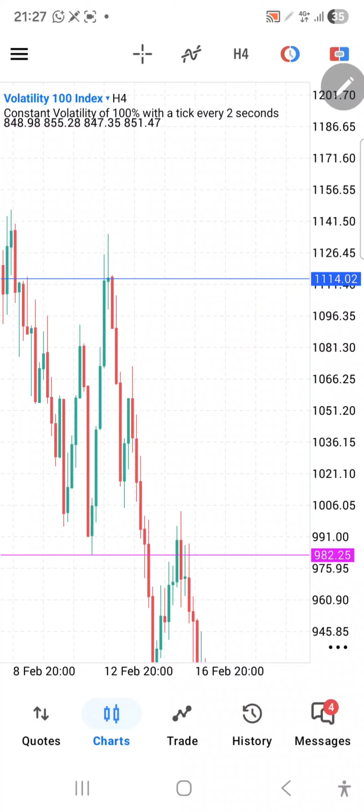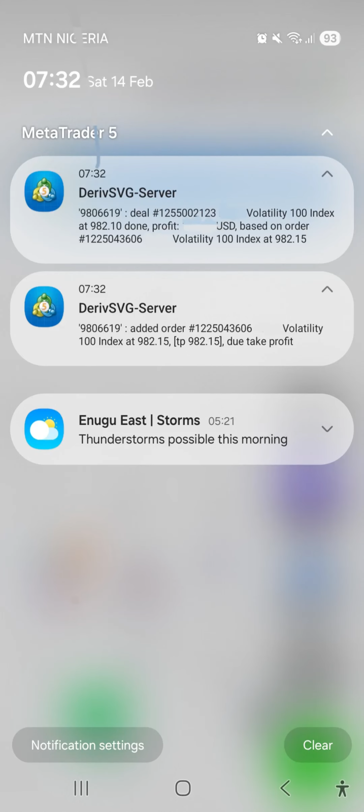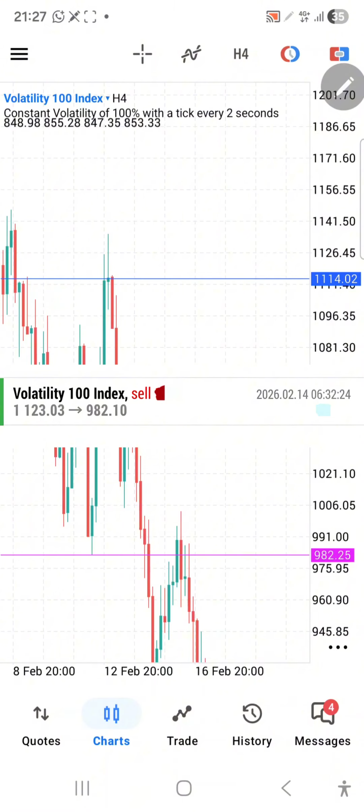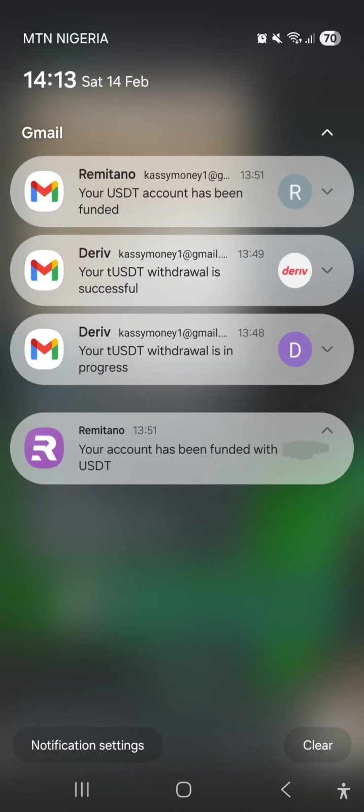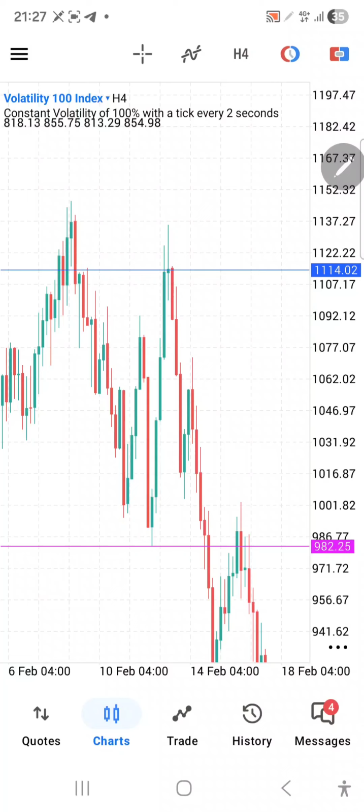This was when I got a notification that my trade had hit take profit. After the take profit, you can see this was when the trade hit take profit, and here is when I made a withdrawal of the money and profit I made from the market.